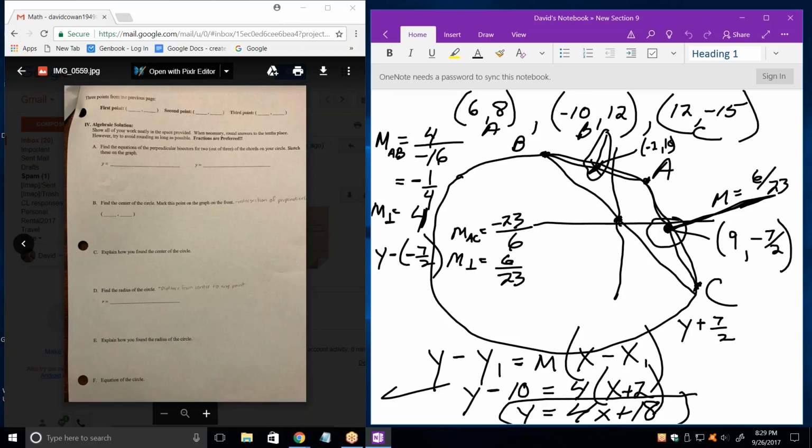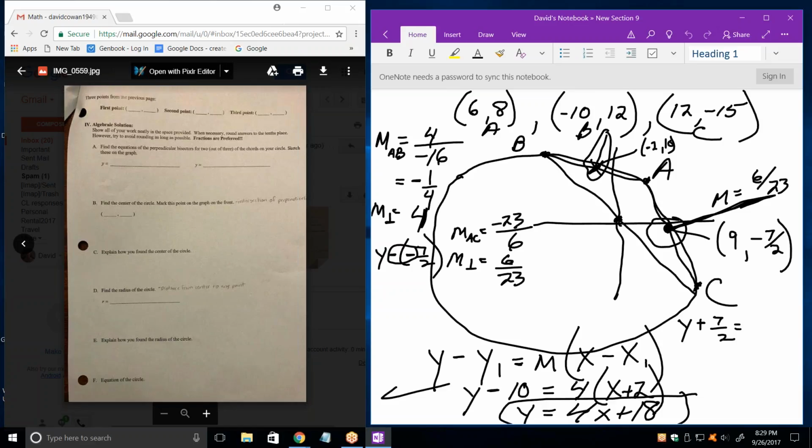Don't drop negative signs, don't add negative signs. Every negative sign that is supposed to be there, write it in, and then simplify. In other words, always write it like that. It's y minus a minus 7/2. That happens to turn into y plus 7/2.